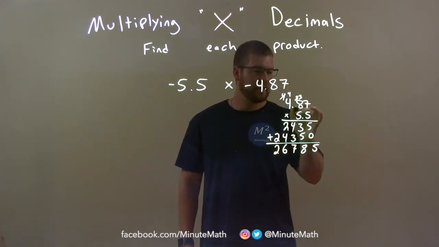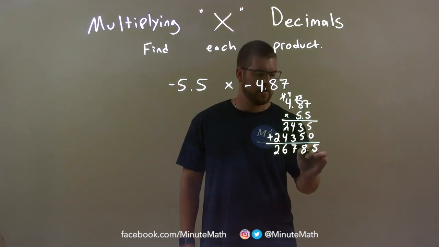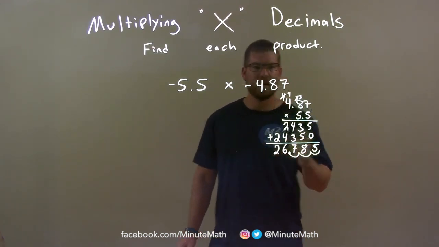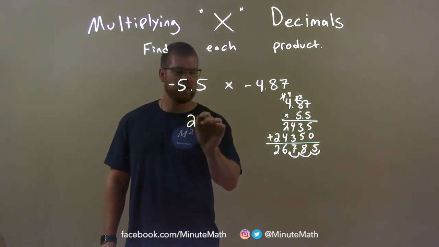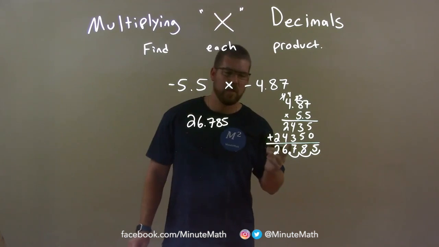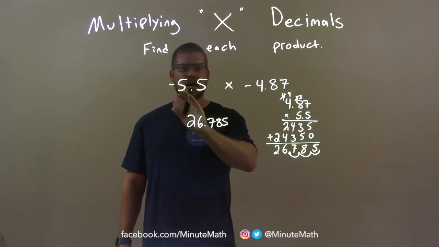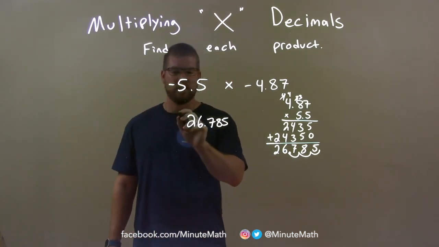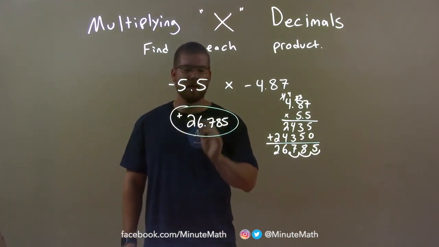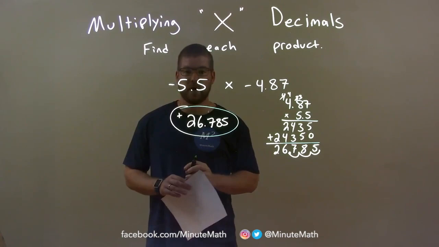So we look at the decimals. We have how many decimal places total? 1, 2, and 3, right? So we have 1, 2, 3. Right there's where our new decimal place should be. So we have 26.785. Now, we have to look at the negatives. A negative times a negative is always a positive. So we have a positive here, just to confirm. So our final answer is positive 26.785.